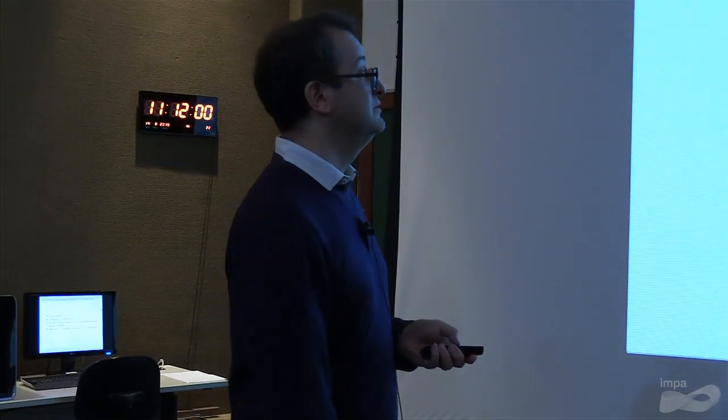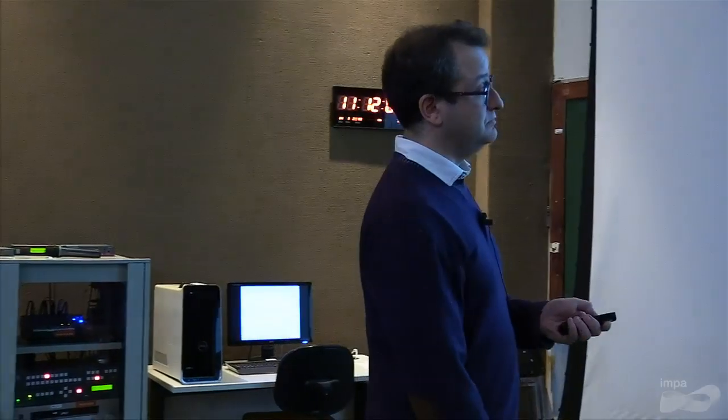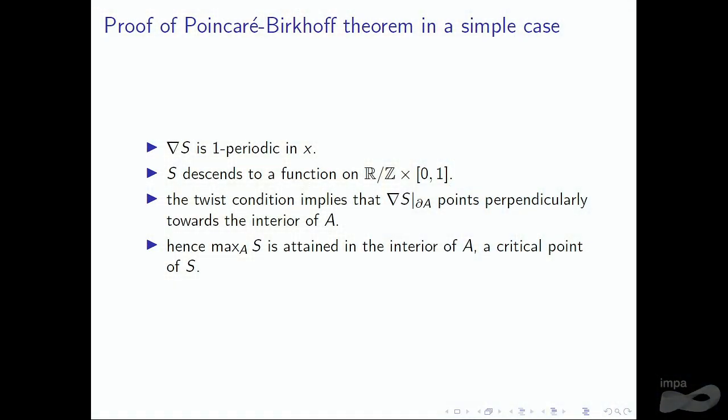So if you have a function on the annulus with this property, then the maximum of this function must be in the interior, must be a critical point. And so the maximum will give a fixed point of the map. So that's how you obtain one critical point in the interior. So it corresponds to a fixed point of the original map.